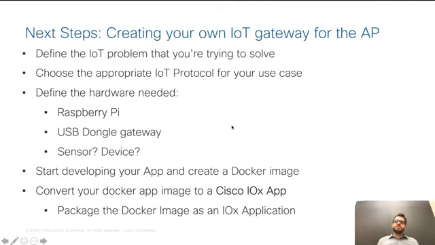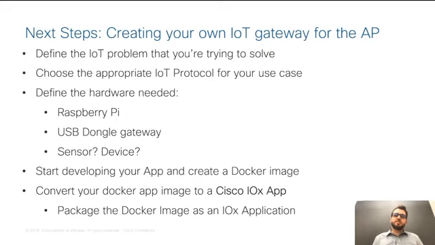So now let's review the next steps for you to create your own IoT gateway for the access point. First, I advise you to start thinking about what is the IoT problem that you're trying to solve. Is it a home automation problem? Is it a smart garbage like we mentioned before? What are we really trying to solve? What are the devices, the connections that you're thinking? What are the benefits to the end user to have this problem solved?